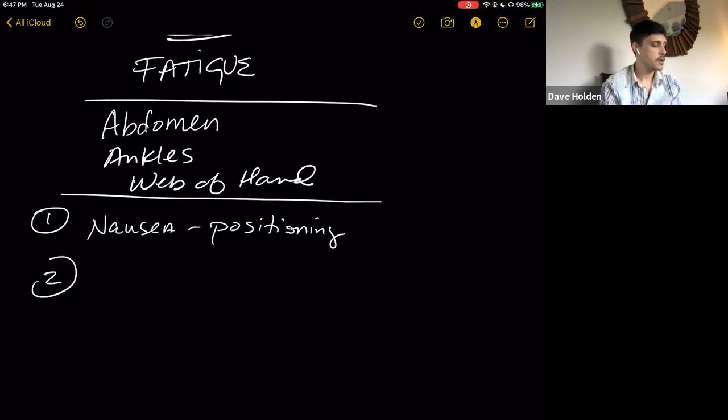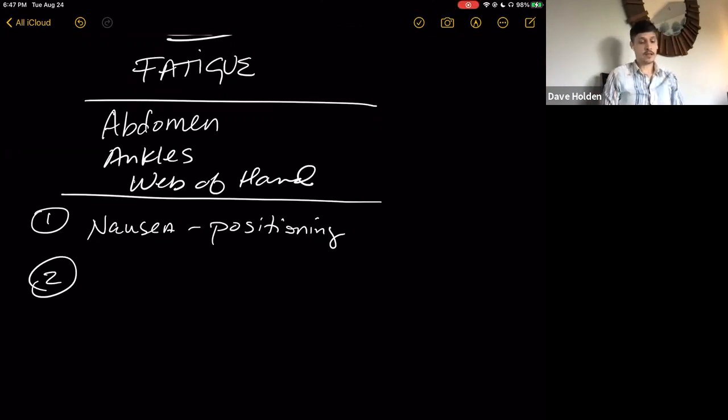So if they get nausea, just be aware of your positioning. You may want to put them on their side or recline them slightly, but just be aware they may be a little nauseous. They may not be able to lay flat on their stomach for as long as they generally would, but just be aware.